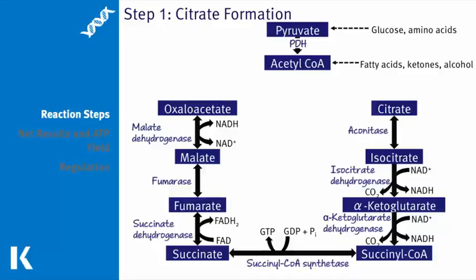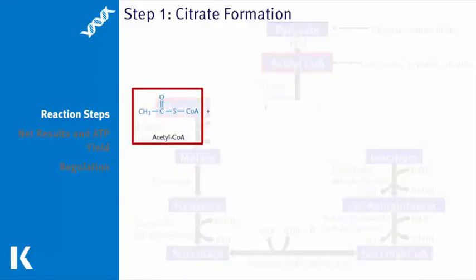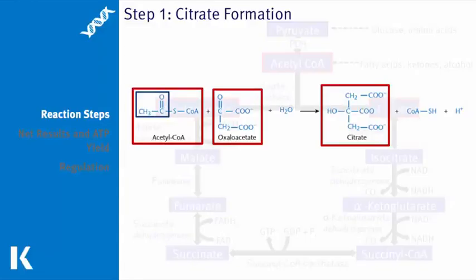In the first step of the citric acid cycle, acetyl-CoA is combined with oxaloacetate to produce citrate. The acetyl-CoA is directly reacted with oxaloacetate and water. In this process, the acetyl group of acetyl-CoA will combine with the oxaloacetate. Note on the citrate, the acetyl group is now combined with the carbonyl carbon of the oxaloacetate. The CoA has been released.